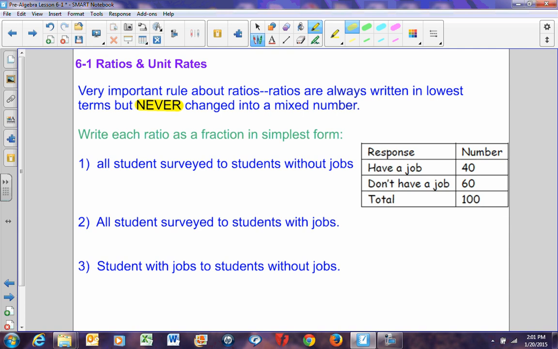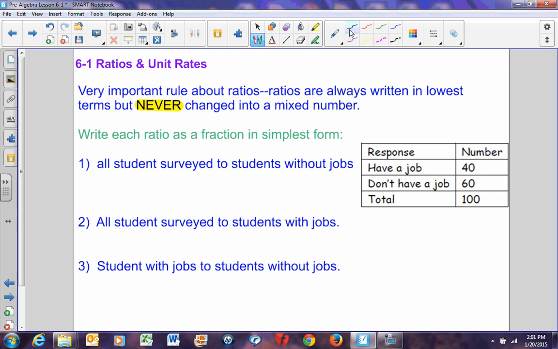If I have 3 boys for every 2 girls, I can't have 1.5 boys for every girl. Does that mean half a boy shows up, his top half, his bottom half, his left half, his right half? I don't think so. Therefore, you never, ever change them to a mixed number. All ratios and rates are left as improper or proper fractions. Now, let's look at writing some ratios and rates.